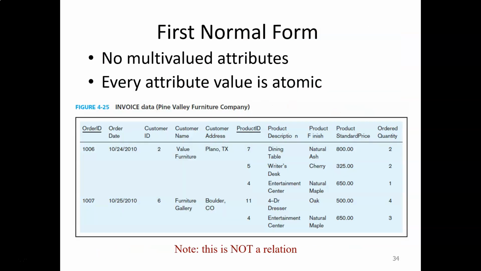So let's look at some examples here. The definition for the first normal form is that there is no multi-valued attribute. Every attribute value is atomic. So for example, this table has a multi-valued attribute because if you look at product description here, we have multiple values. So it's not in the first normal form.